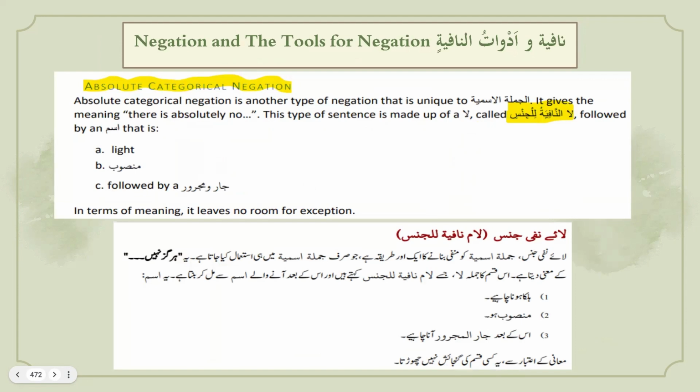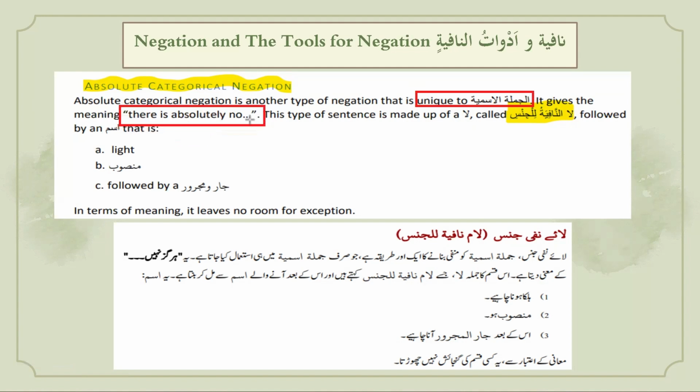Coming back to the first topic, which is absolute categorical negation. This is another type of negation that is unique to Jumla Ismiya. So just keep in mind that this categorical negation is unique to Jumla Ismiya only. It is not for Jumla Fi'liya. And it gives the meaning of there is absolutely no, and then the rest of the sentence.